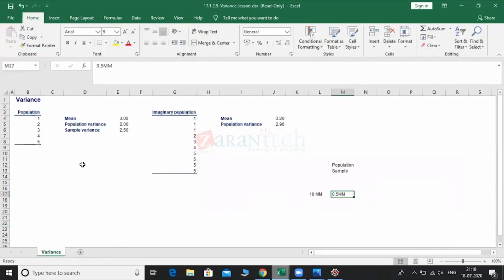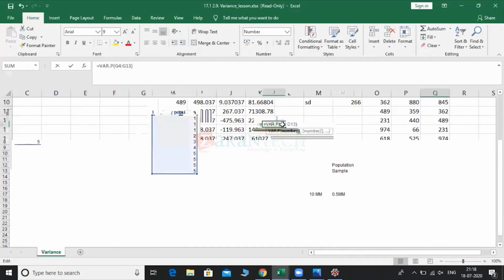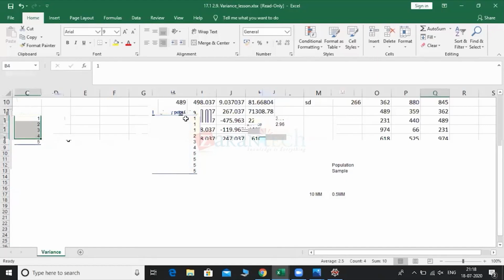So in this case, this is a simple population, and the variance formula being used is variance dot population. For the population, it calculates the variance. But now you have taken just 5 values from this data set. This is the population, and from it you are taking a sample. So rather than calling it population, let's call it sample.